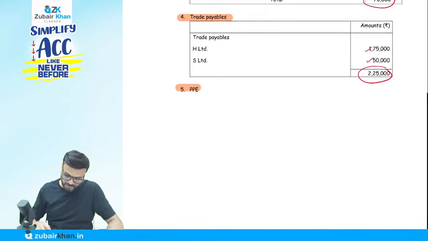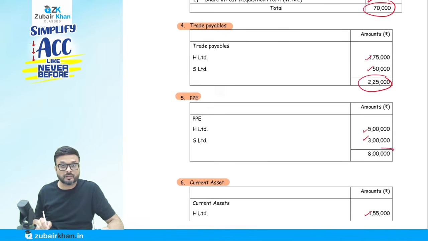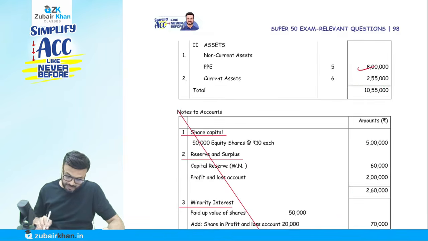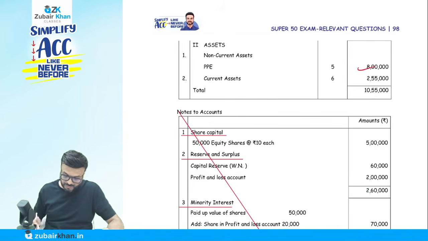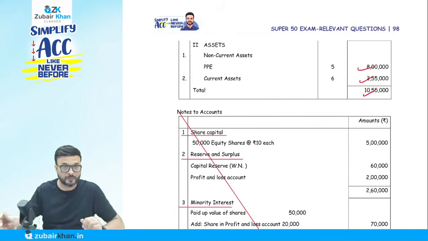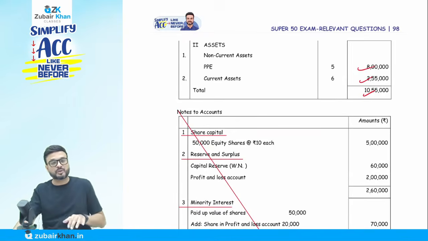Okay. Now here note stock on number 5 is 8 lakh. 8 lakh. Note stock on number 6 is coming how much? 2,55,000. So here it will come 2,50,000. Now total of balance sheet. You got the point? So don't worry that.